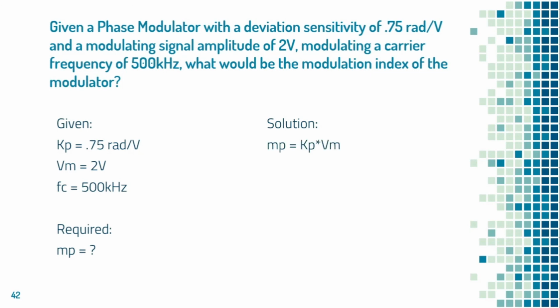modulation index. So ang formula is MP is equals to KPVM, and substituting, we got 0.75 rad per volt times 2 volts. So pag multiply natin sila, maka-cancel yung 2 volts na matitira tayo sa 1.5 radians. Or 1.5.